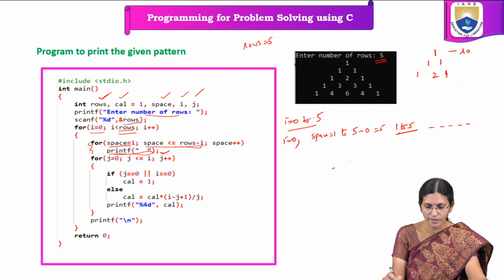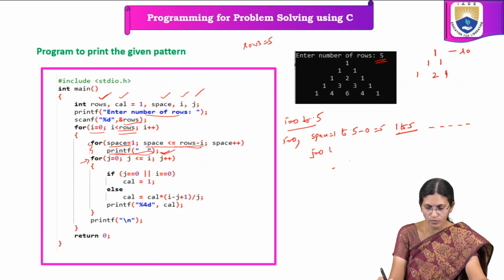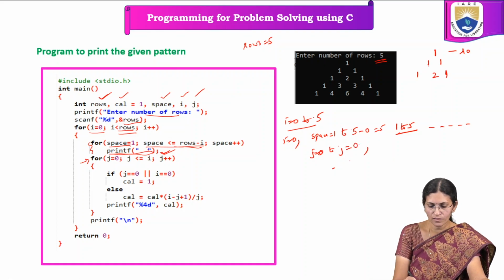Next, after the execution of this for loop, control is transferred here. So this for loop statements will also be executing here, for the same value of i. Now j will take the value from 0 to j less than or equal to i. So since i is equal to 0, for j is equal to 0, these statements will be executed.